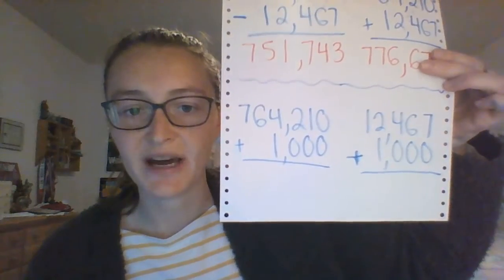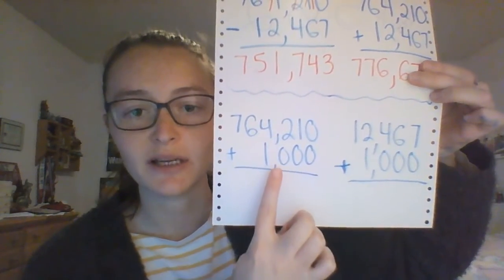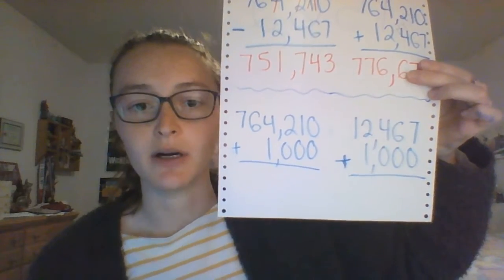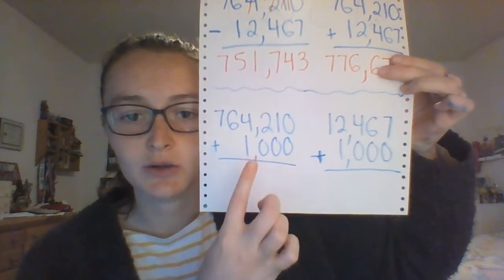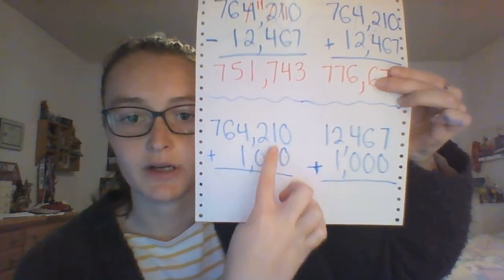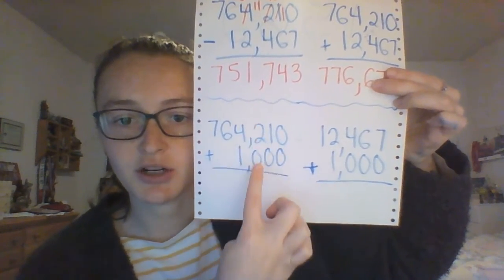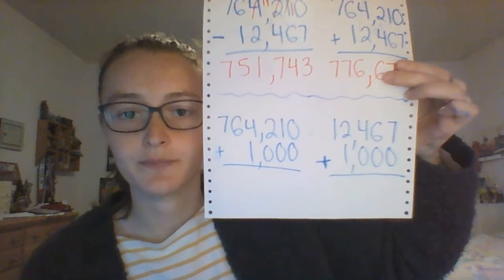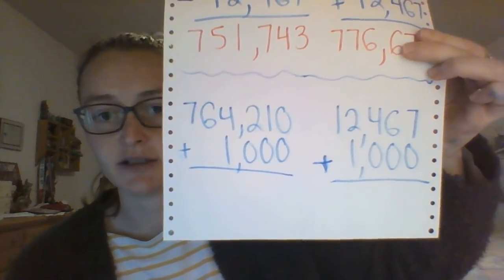So first thing I want you to do is take those two numbers and add 1,000. So here's how I set it up. I have my largest number plus 1,000 and my smallest number plus 1,000. Now remember, we need to line up the commas. So all our place values are lined up. Our thousands places should line up, our hundreds places should line up, and so on. So go ahead, do these problems, and then check back for the answers.